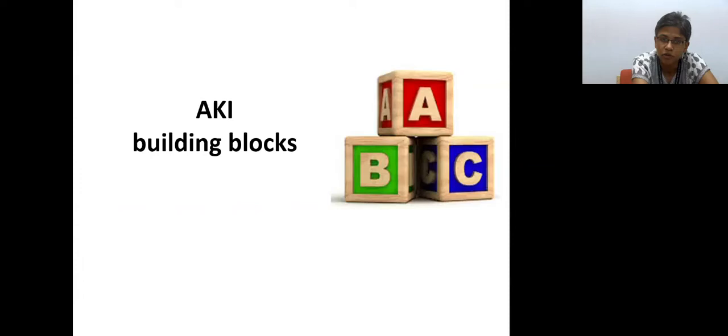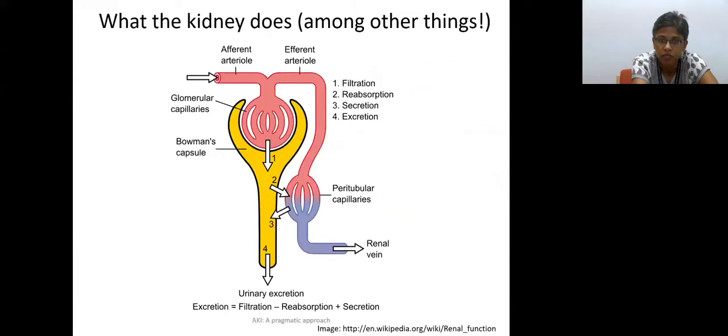Before we go into acute kidney injury, it's very important to understand some basic things about kidney function. So what does the kidney do? This is the basic functional unit of the kidney. It's called a nephron. And you can see that blood enters through the afferent arteriole, and an ultrafiltrate of plasma then enters into the tubule. So step one is the process of filtration.